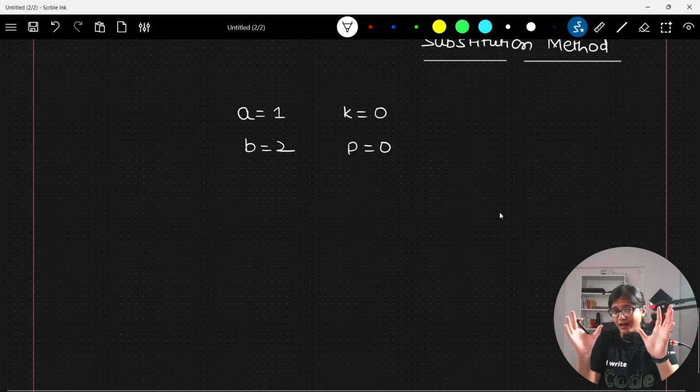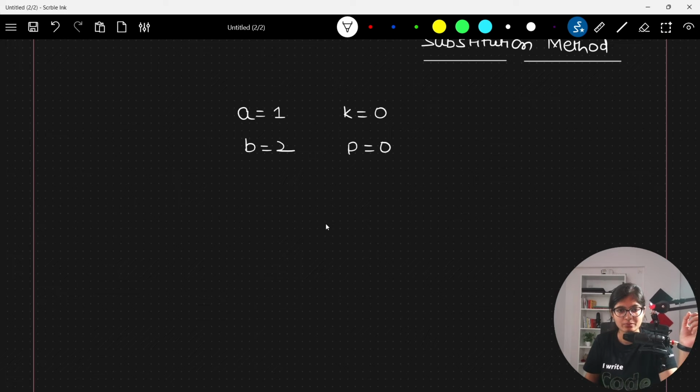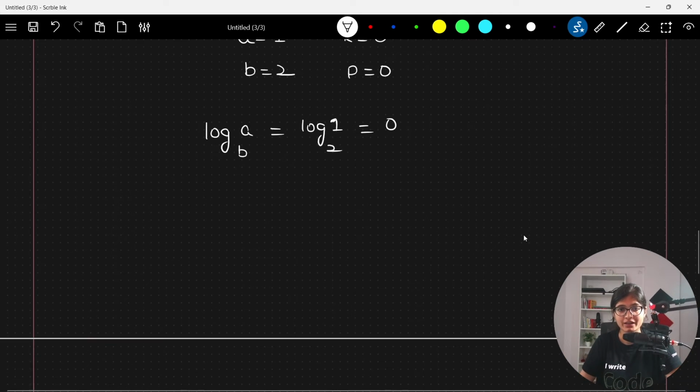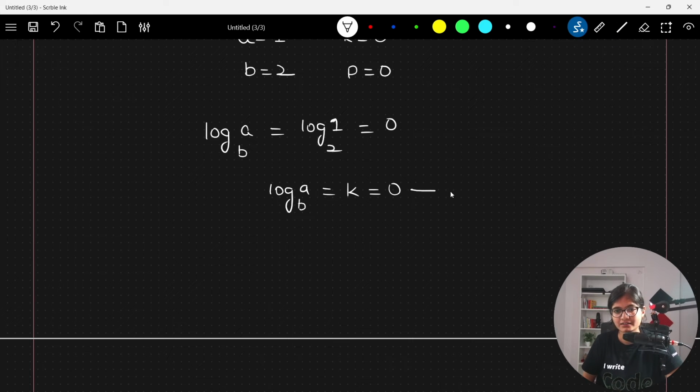Now, if you are aware of the rules of the Master's theorem, we need to evaluate the value of log of a base b here. Here, it is equal to log of 1 base 2, which is equal to 0, because we know that log of 1 with any base is equal to 0. Now the value of log of a base b is exactly equal to the value of k, which is 0, which lies under case number 2 in the Master's theorem, right?